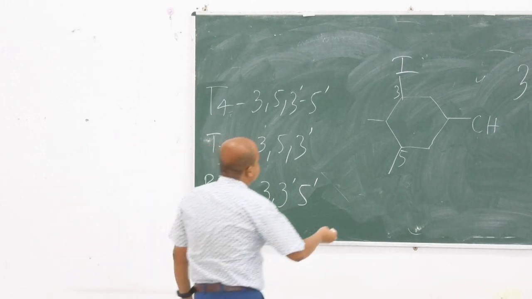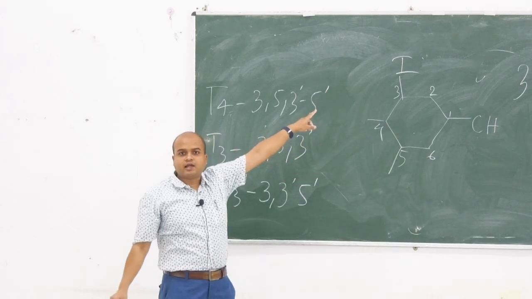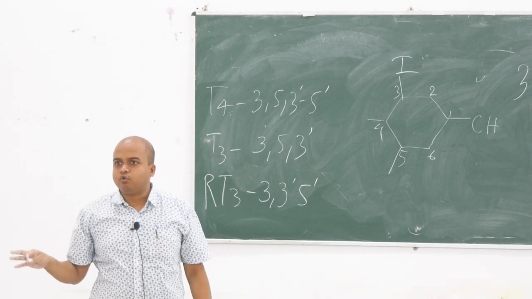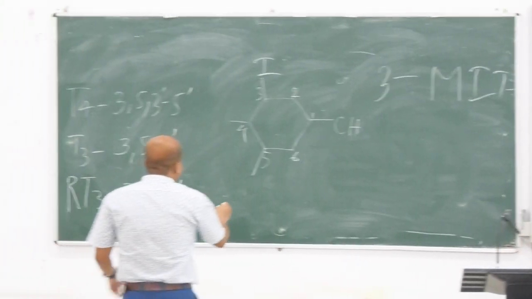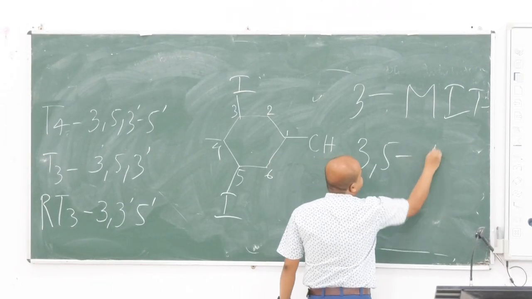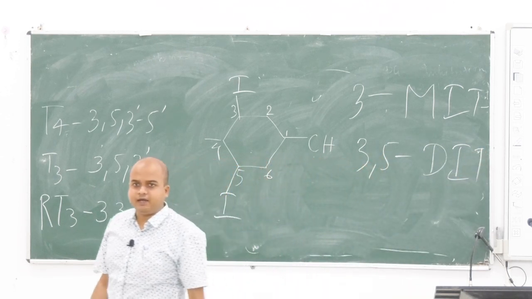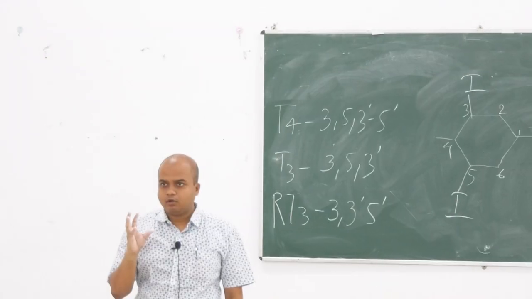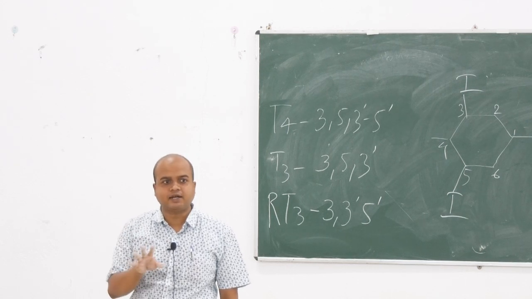Third position, this is 1, 2, 3, 4. So in the third position, if the iodine is attached, it is converted to MIT, monoiodotyrosine, single iodine. Now the next iodine will be attached here. So with both 3 and 5 it becomes DIT. So in the colloid, simple. Everybody understood, those who want to understand.